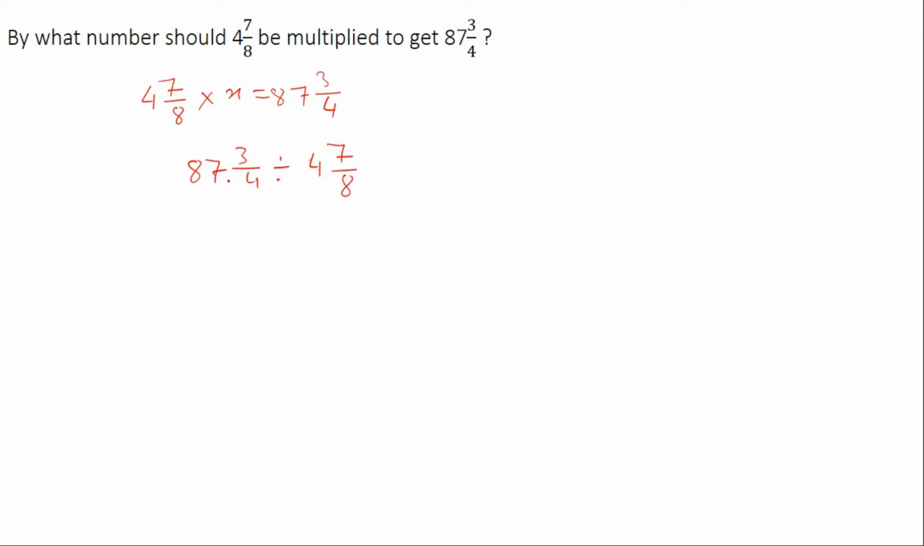So first work is to change the mixed fractions into improper fractions. So it will be 351 by 4 divided by 39 by 8. Now we will solve it. It will be 351 by 4 into 8 by 39. So when you solve it, you will get the answer 18.